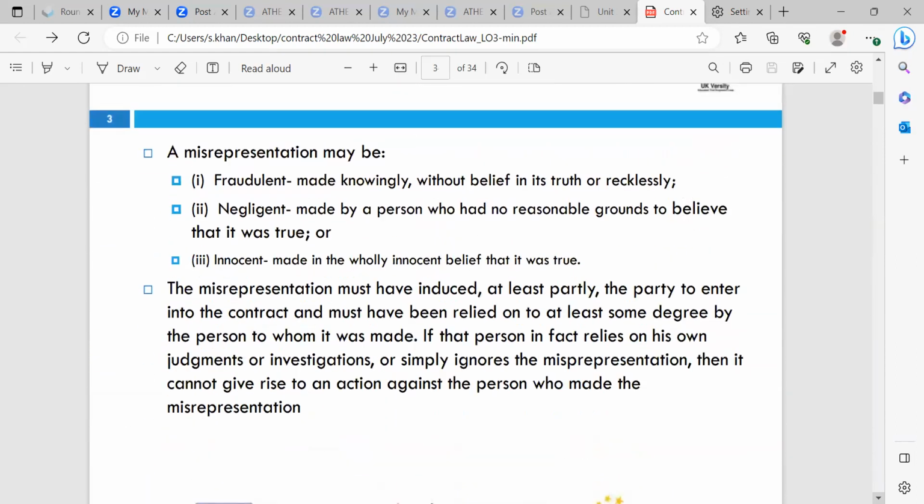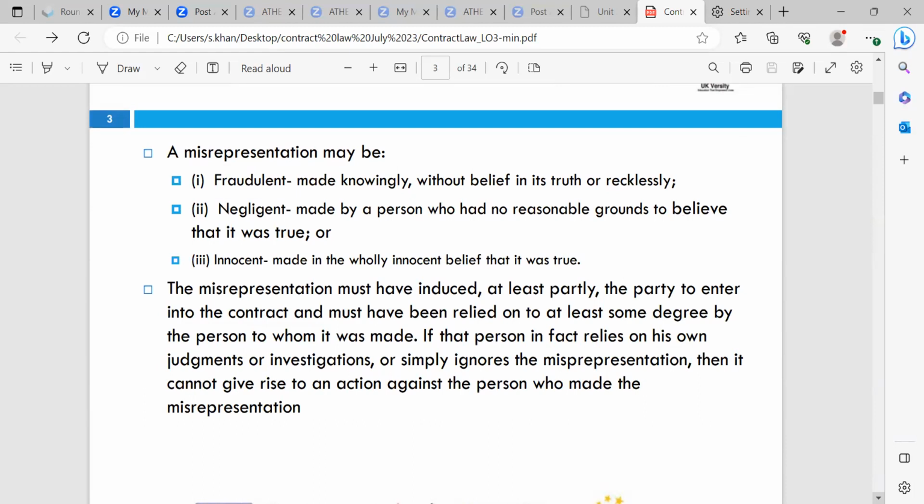A misrepresentation may be fraudulently made, knowingly, without belief in its truth, or recklessly; or negligent, which is made by a person who had no reasonable grounds to believe that it was true; or innocently made, in wholly innocent belief that it was true.